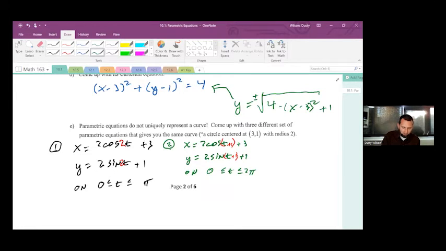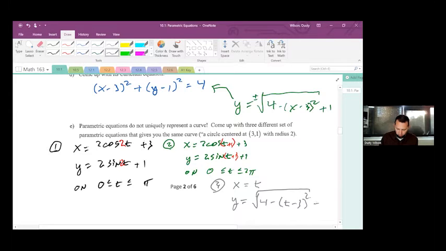And so I could use this concept, and I could have a third definition, 3. I could let x equal t, and I could let y equal, I'm just going to use the plus version here, the square root of 4 minus (t minus 3) squared, plus 1. And I want to know where my t's live. This would be on t's between 1 and 5.